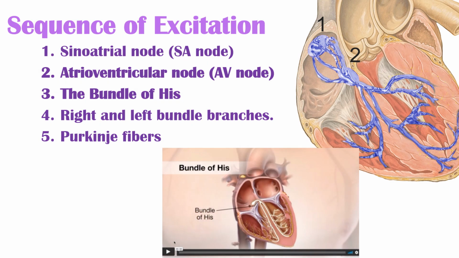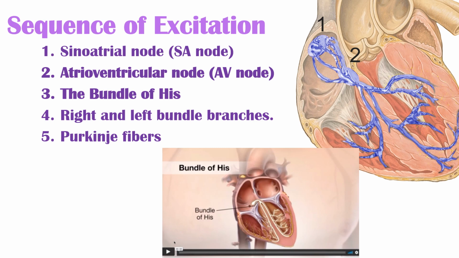Sequence of excitation. First, the sinoatrial node, SA node. The SA node is a specialized myocardial structure that initiates the electrical impulses to stimulate contraction. It is found in the atrial wall at the junction of the superior caval vein and the right atrium. It generates impulses about 75 times per minute. Its contraction is rhythmic, called a sinus rhythm, which determines the heart rate.